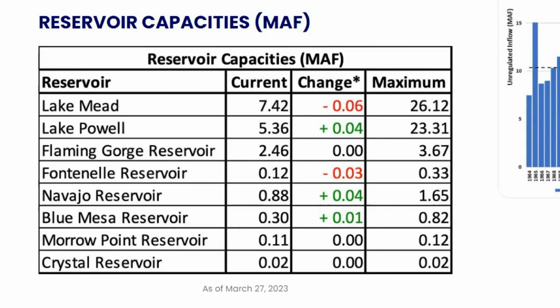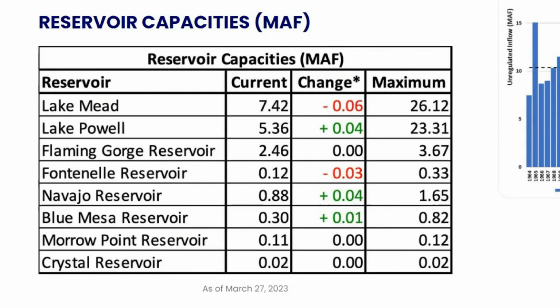You can see that Lake Powell has gained a little. Navajo and Blue Mesa have also gained, but for the most part, you can see that the upper basin reservoirs, if they're not gaining a small amount, are kind of static. And what that tells us is that melt hasn't really started yet. So we've got a lot of snowpack in the upper basin.